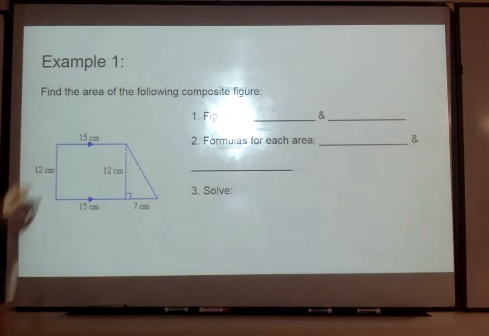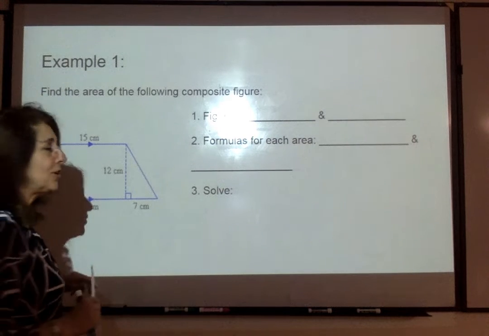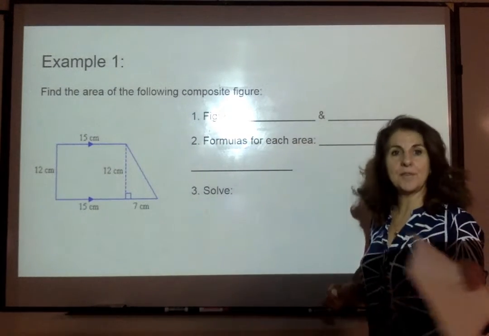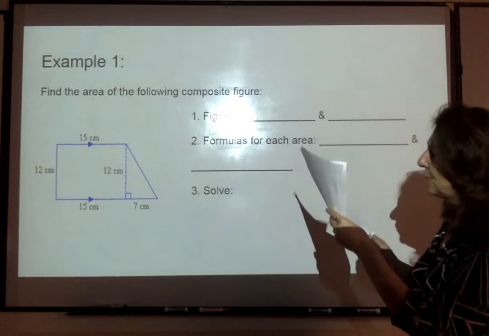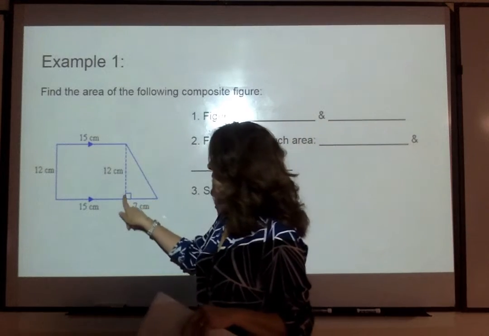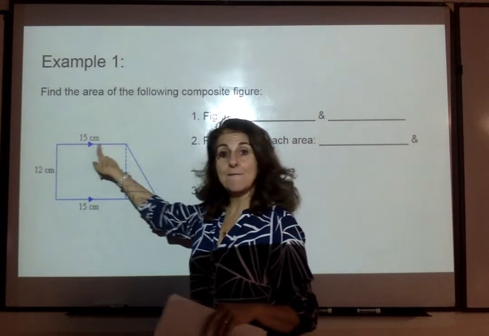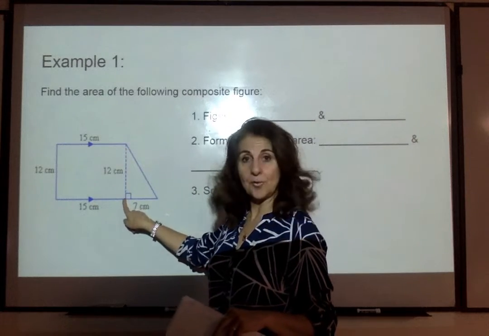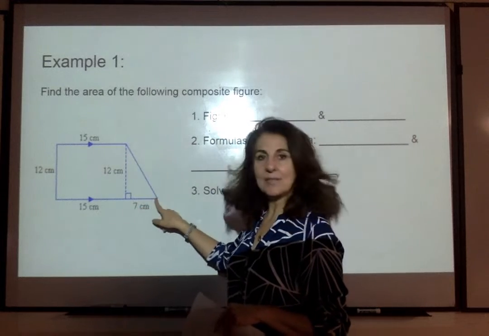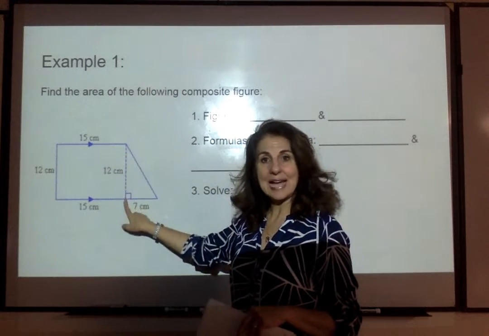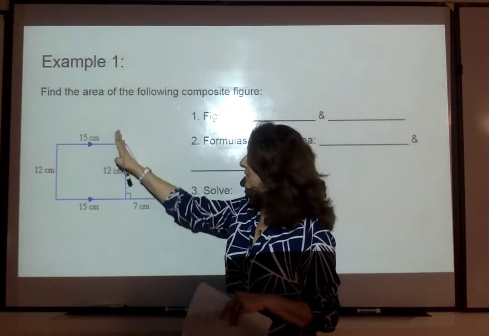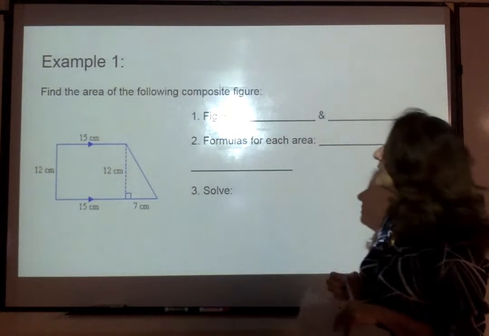Here we are, our first example. There are two examples that we're going to do today. The first one is right here. Find the area of the following composite figure. So we have two figures over here. The first figure that we see is a rectangle that measures 15 by 12. And the second figure is a triangle that has 7 as a base, 12 as the height. See, here is my 90 degree angle, so I'm not using this. I am using the height.